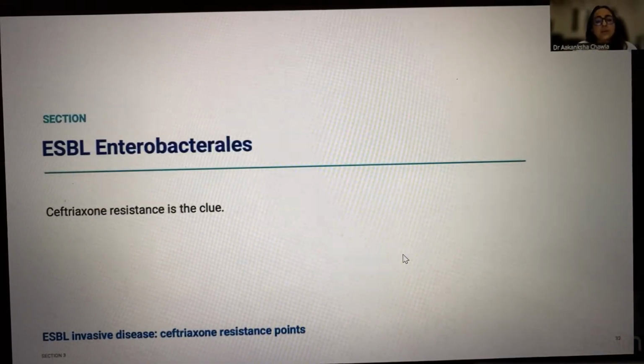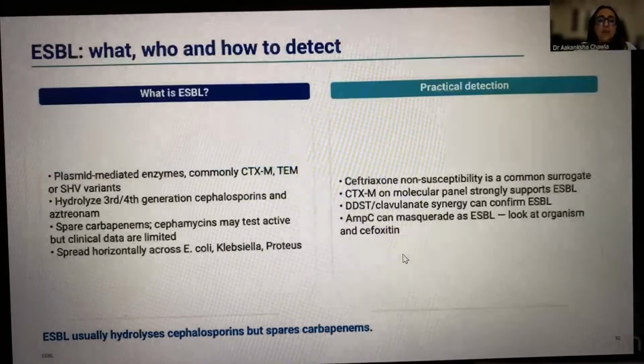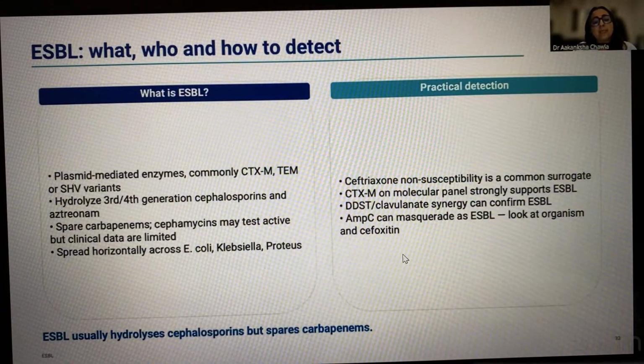Then, since we are going to be talking about ESBL and AmpC, let us understand the ESBL Enterobacterales. So, ceftriaxone resistance is the clue. What is ESBL? ESBLs are plasmid-mediated enzymes, commonly CTX-M, TEM, and SHV variants. They hydrolyze the third and fourth generation cephalosporins as well as aztreonam, and they spare carbapenems. They spread horizontally across E. coli, Klebsiella, and Proteus species. So ceftriaxone is non-susceptible. CTX-M on a molecular panel strongly supports it.